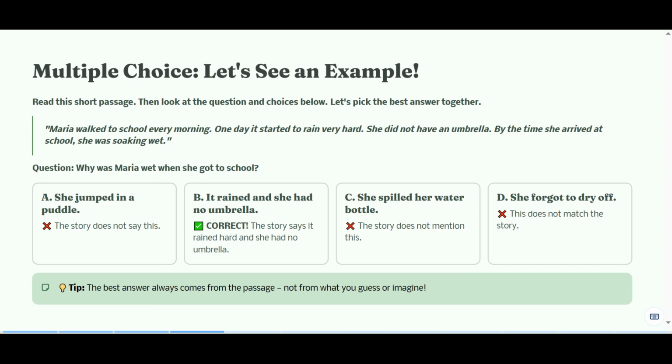Now, looking at A, the story does not say this. B is correct because the story says it rained hard and she had no umbrella. C is incorrect and D is also incorrect, because for C, the story does not mention it, and for D, this does not match the story. So here's the tip for you to follow. The best answer always comes from the passage, not from what you guess or imagine. So please read carefully and look at the passage carefully.